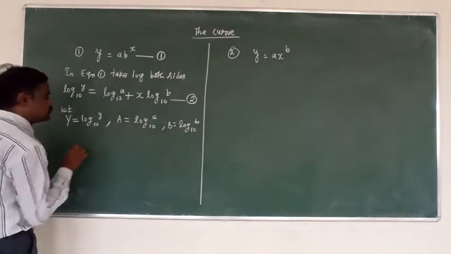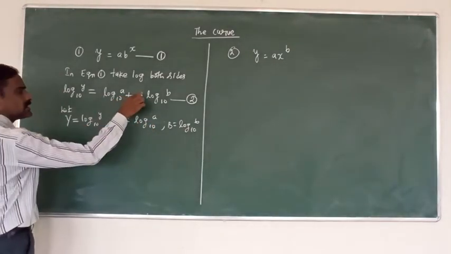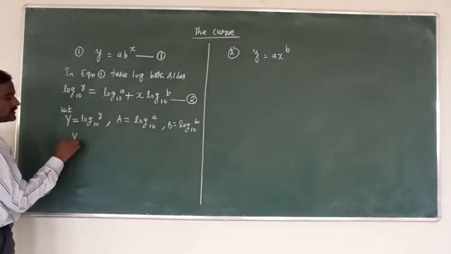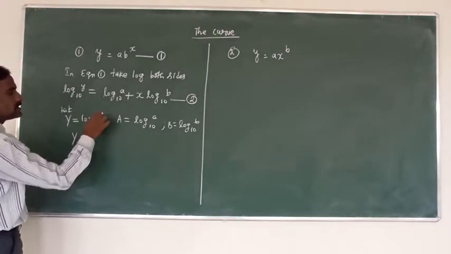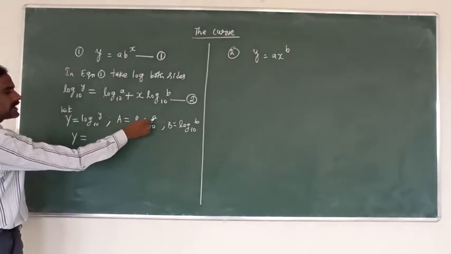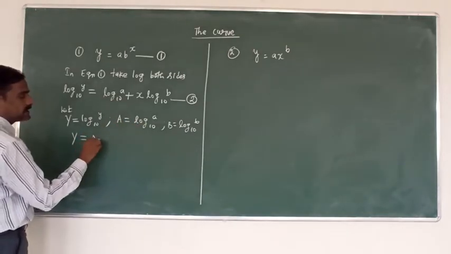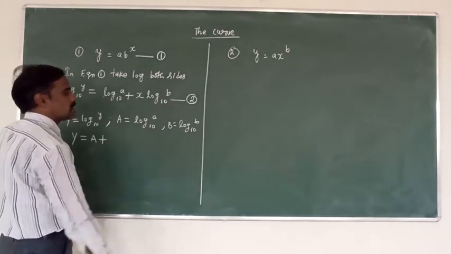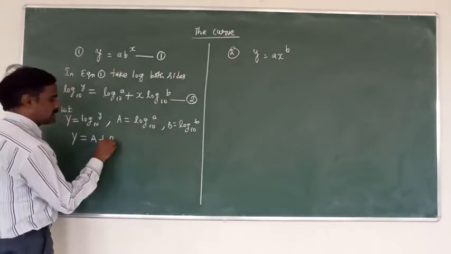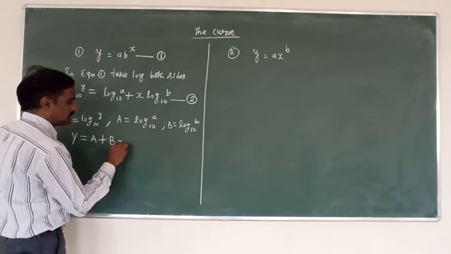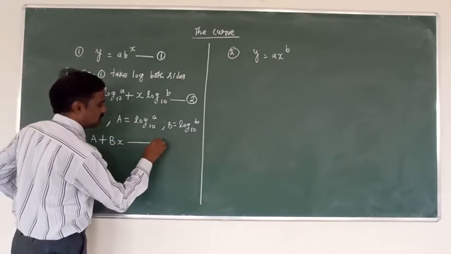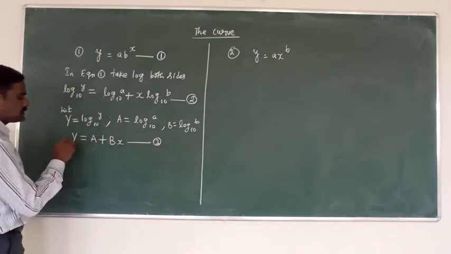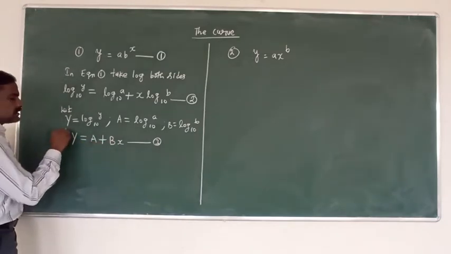This value substitute in equation number 2. This is for capital Y equal to, this is for log a, equal to capital A plus log 10 power b. This is for capital B and this is for small x. This is for equation number 3. Now Y equal to A plus Bx. This is for straight line format.